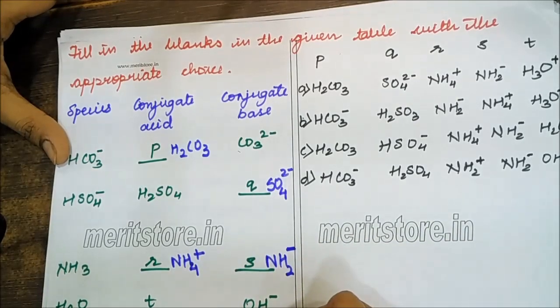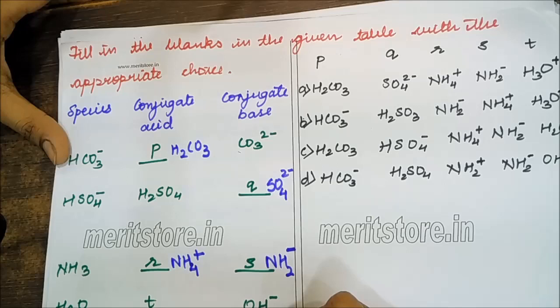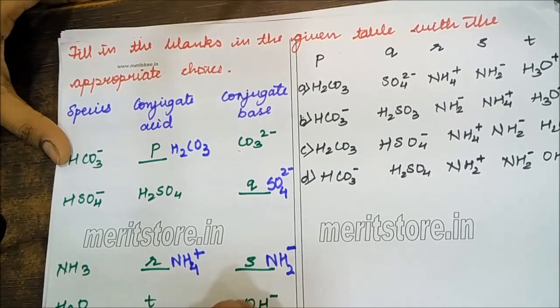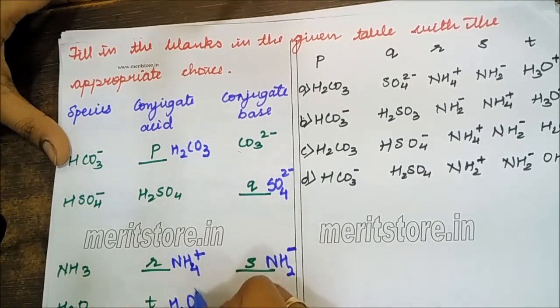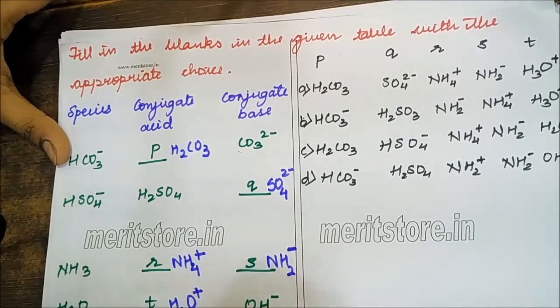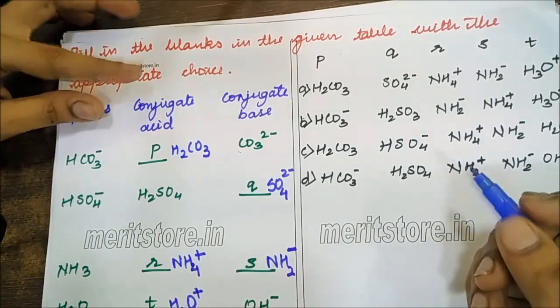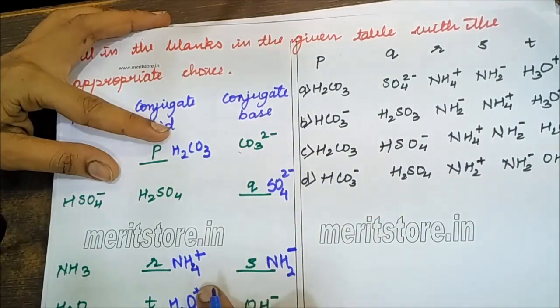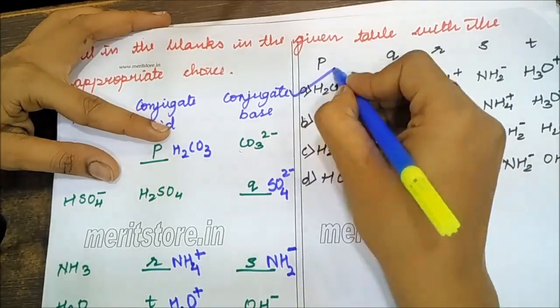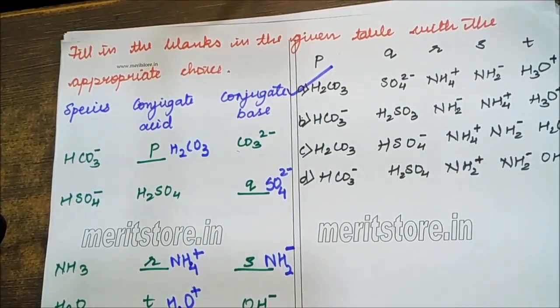Okay, for OH minus, how would it form OH minus? If the hydronium ion had lost 1 proton. So this is H3O plus. Alright, so let's see my correct option: H2CO3, SO4, then NH4 plus, NH2 and H3O plus. So my answer is A.